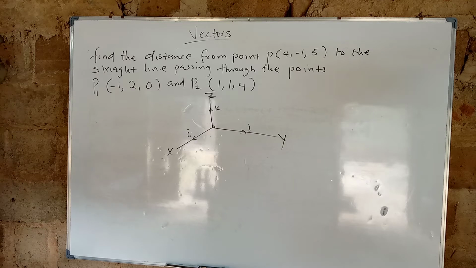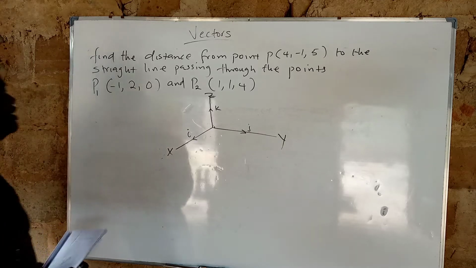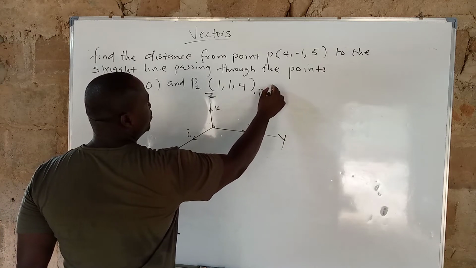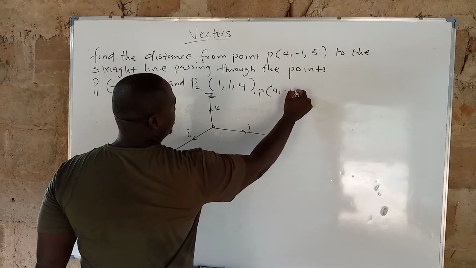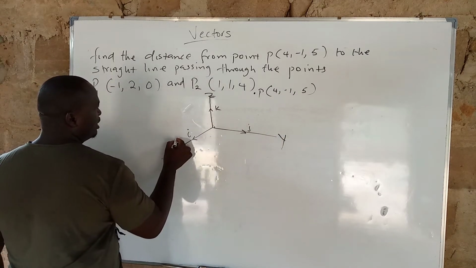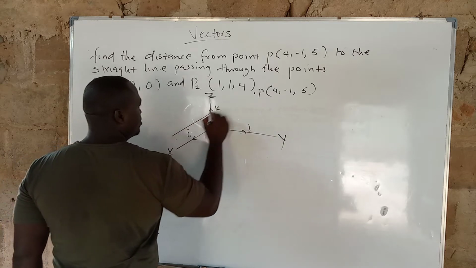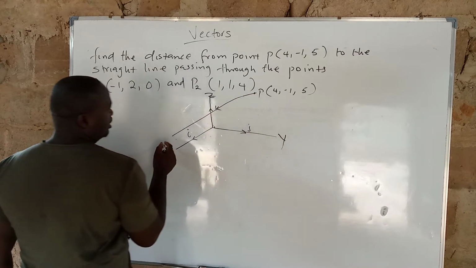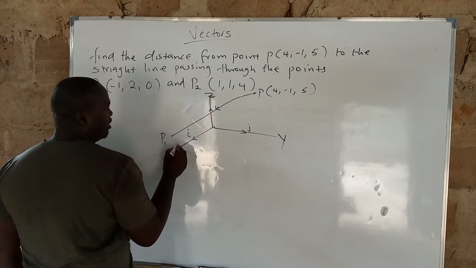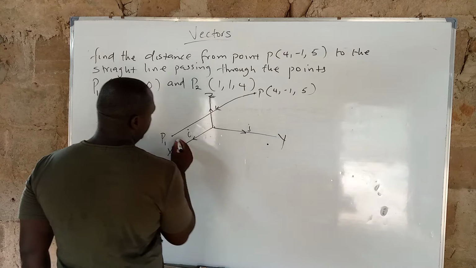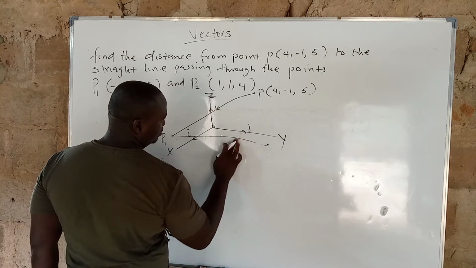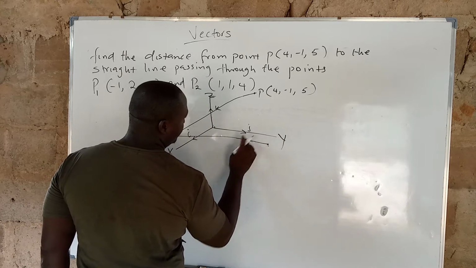Let me find the distance from the point. Let me come here and say the point here is the P, which is 4, minus 1, 5. Now let me come to this place. Please do not mind my drawing. Now let me come here and say this is our P1. Now from here to here, let me call it our P2. Don't mind my drawing, please.